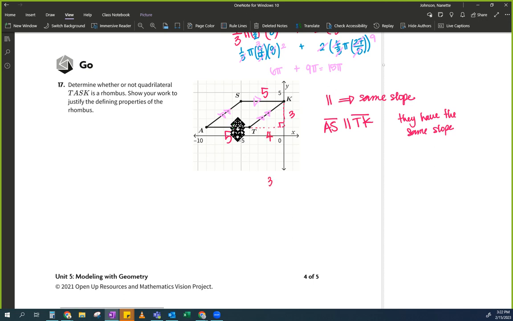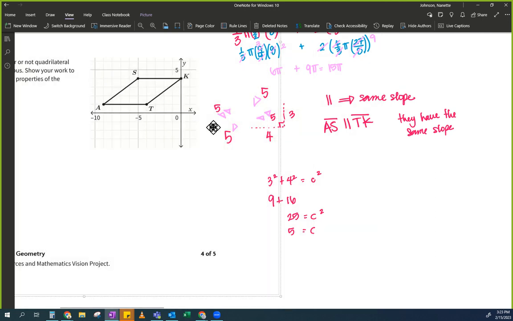Yay! And if you look, that's the same exact triangle right here. And this is 5 as well. So there, I proved that it was a parallelogram. Okay. So that's that. I proved that it was a rhombus. My bad. I proved that it was a rhombus.